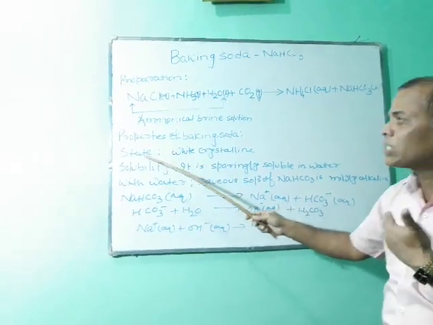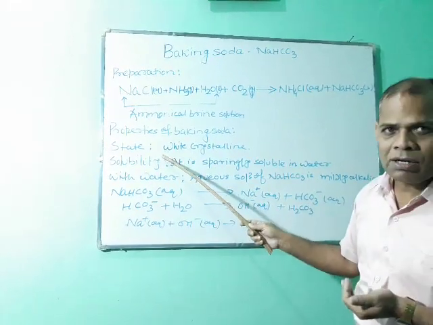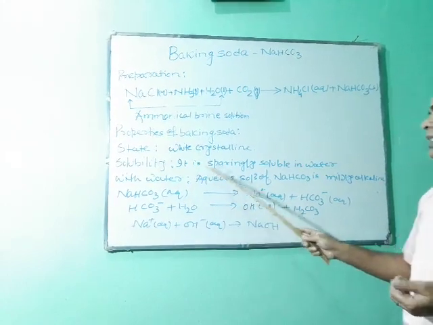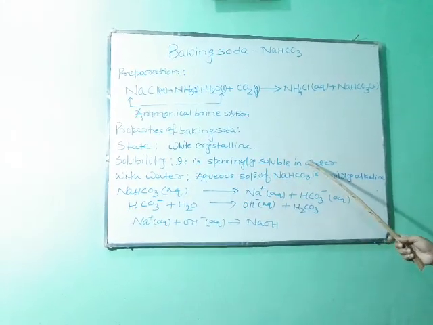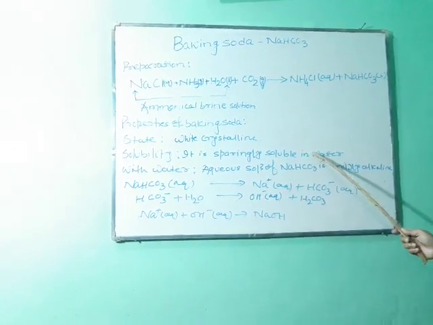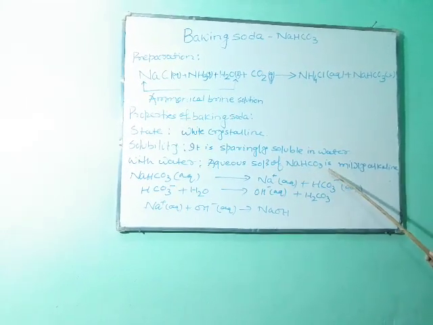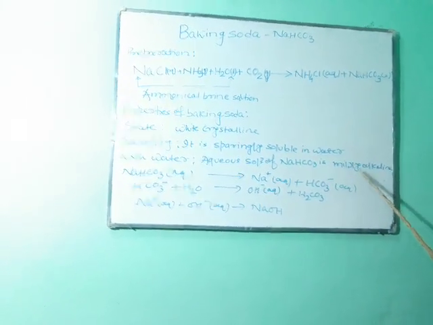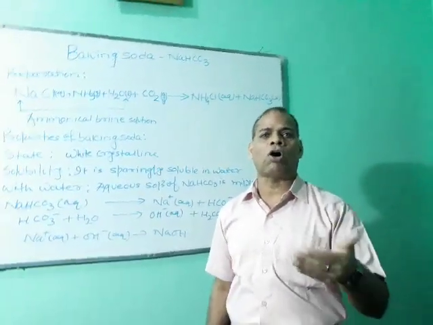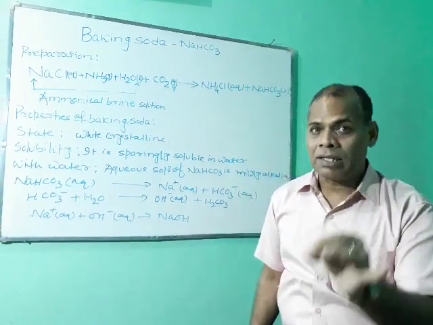What is its physical state? It is a white crystalline solid. Solubility: it is sparingly soluble in water. Not wholly, partially it is soluble in water. The aqueous solution of sodium hydrogen carbonate or baking soda is mildly alkaline. Why is the aqueous solution of sodium hydrogen carbonate or baking soda mildly alkaline?